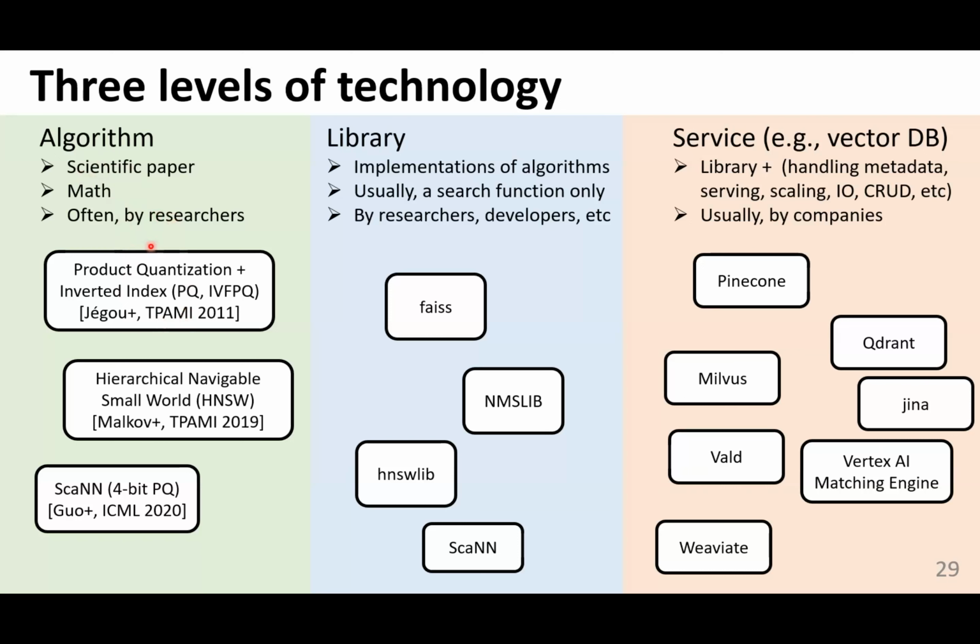The famous one is, for example, product quantization, PQ. This was published in PAMI. Or HNSW, this is also a very popular algorithm. I will explain later. This is also PAMI. Or ScaNN, this is Google's one. This is presented in ICML, right? Okay, so this is algorithm.